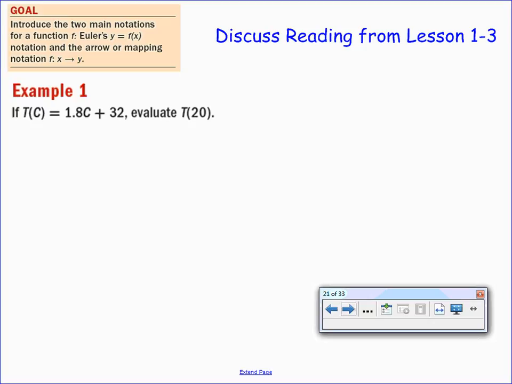Raise your hand if you think you know what that c might stand for. What do you think that c might stand for? Ben? Celsius. Celsius, this might be degrees Celsius. C, if I plug into this formula, it's going to output the temperature in degrees Fahrenheit, because we've got that 32 maybe. All right, that's what I'm thinking too. Let's go ahead and evaluate T of 20.